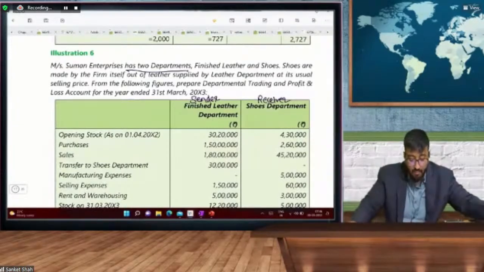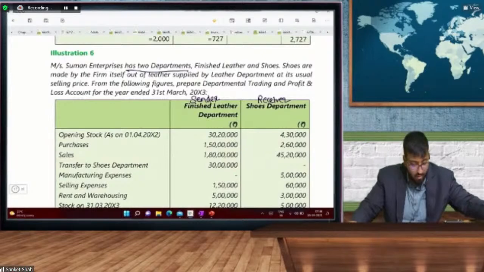Shoes are made by the firm itself out of leather supplied by the leather department at its usual selling price. From the following figures, prepare departmental trading and P&L account. Don't write anything, just focus.